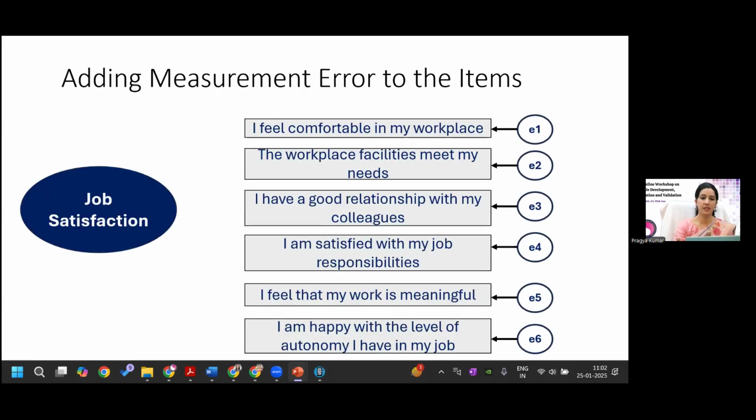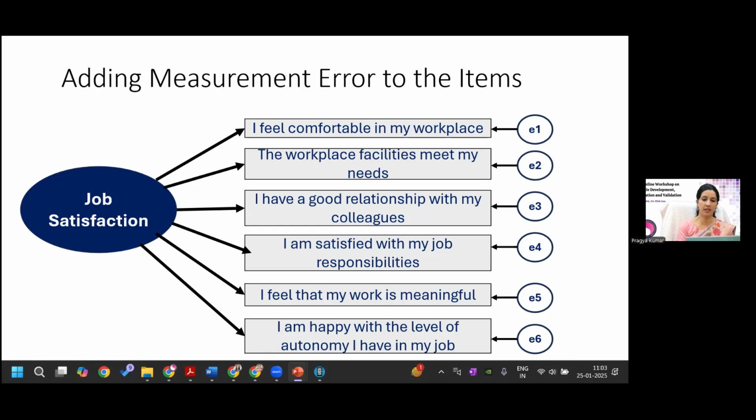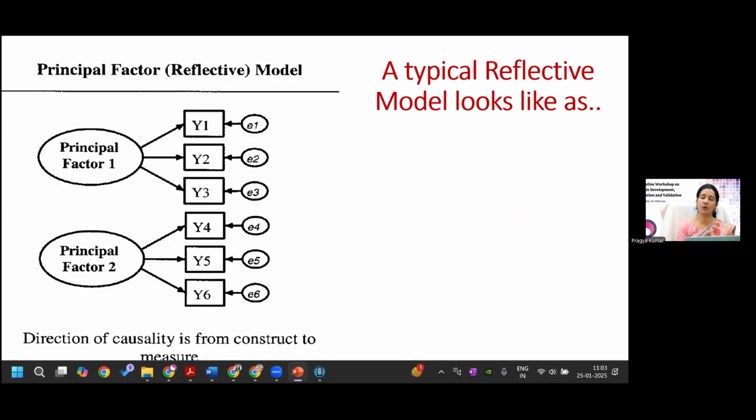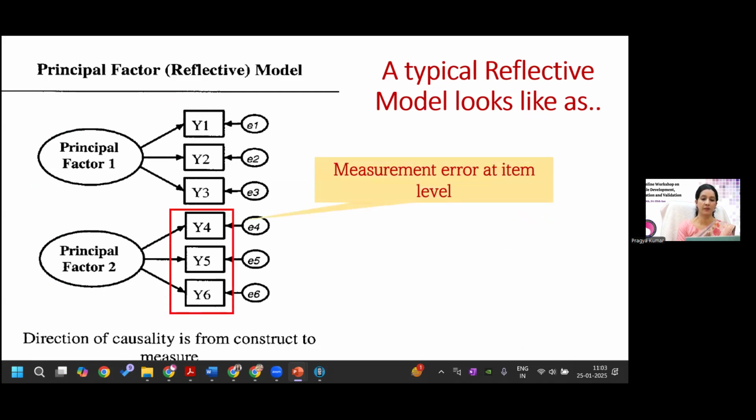We have seen this measurement model for job satisfaction, where these are the items and they have separate errors. That is a type of reflective model. And this is again a type of reflective model, where, as we have seen, the measurement error is at the item level, and there is some shared variance. This variance is due to the principal factor, again the latent factor.